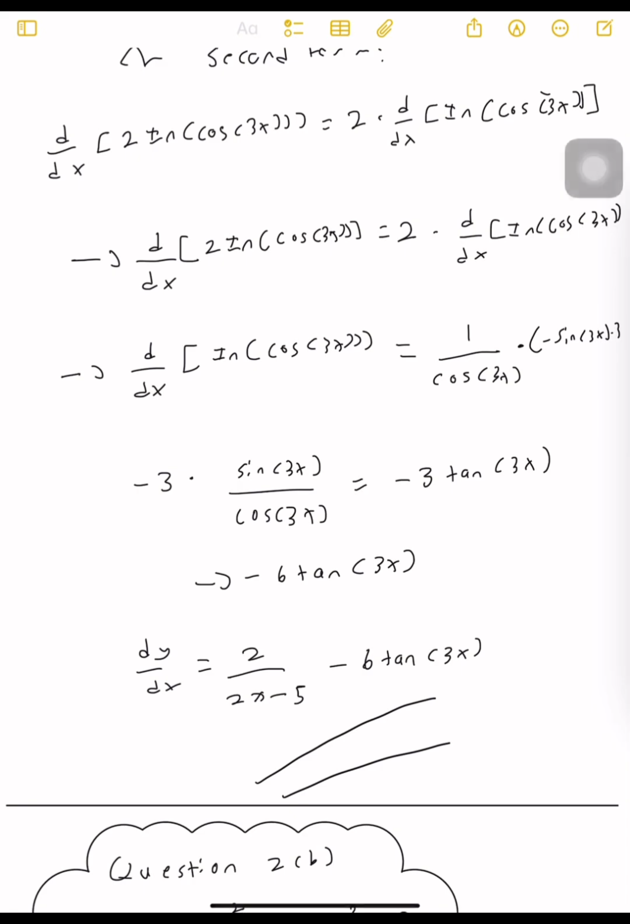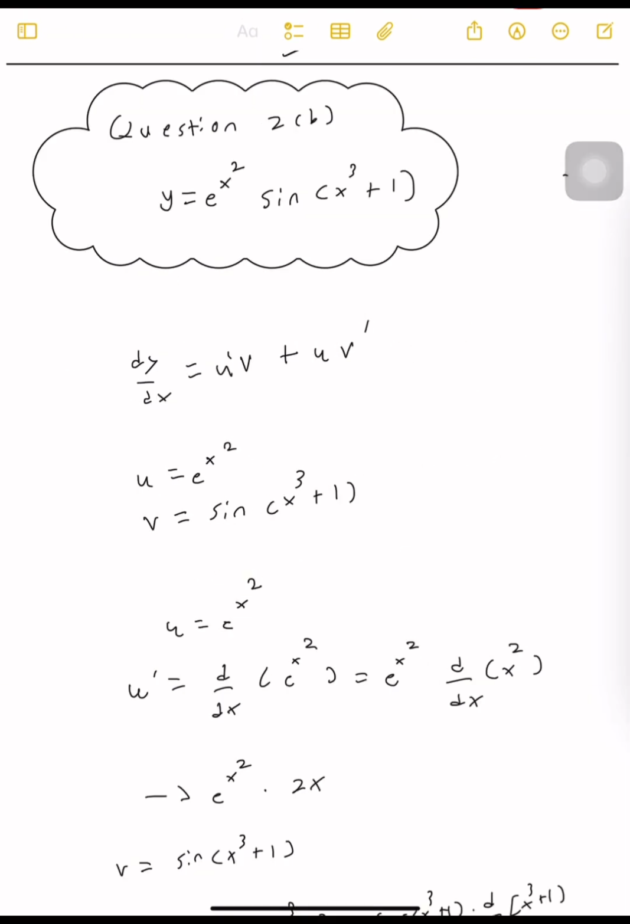So right now for question 2b, here we see that the function is made up of two parts multiplied together. So this is where we use the product rule. Let's start by using the product rule, which is dy over dx equals u prime v plus u v prime. Now let's assign u equal to e to the power of x squared and v equal to sin x to the power of 3 plus 1.